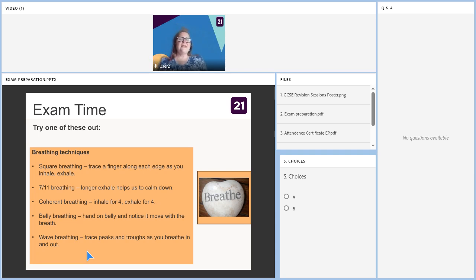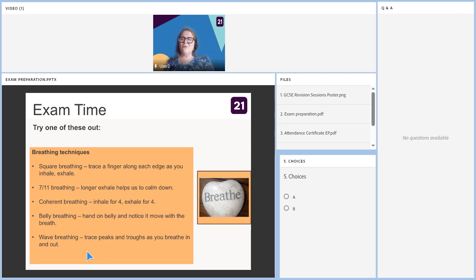Another breathing technique is 7-11. So you breathe in for 7 and out for 11. If you find that too much, you could inhale for 4 and out for 6. That's one of the breathing techniques we use within yoga. So in for 4 and out for 6. Coherent breathing looks at inhaling for 4 and exhaling for 4.